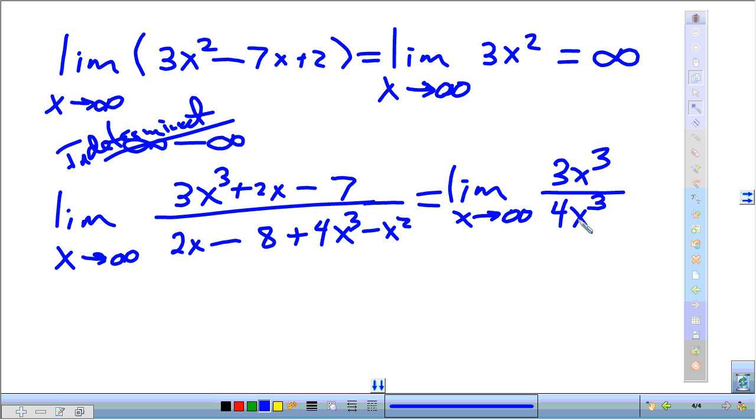So wherever I have limits at infinity, which is important, this only works for limits at infinity, with a plus or minus infinity, I can just use leading terms in polynomials. And so in this case, once I have 3x cubed over 4x cubed, that's easy to reduce to 3/4, and so the limit is 3/4, a nice number.